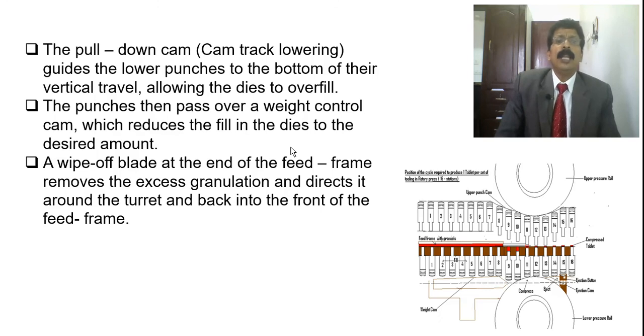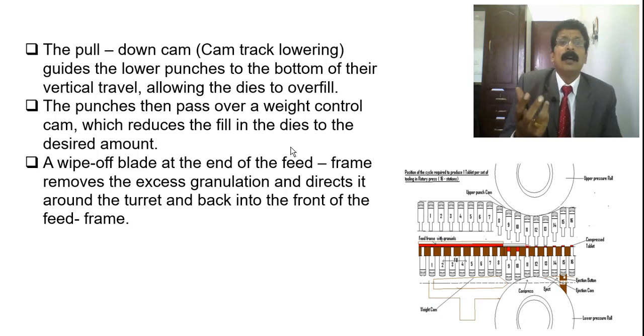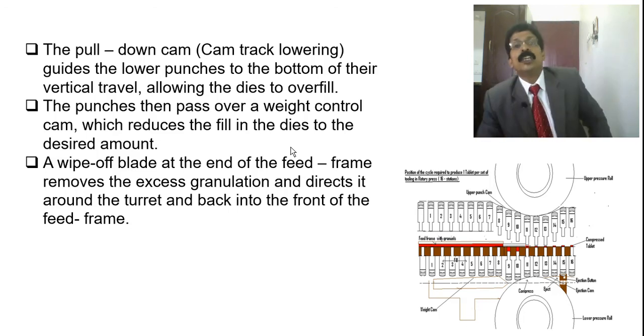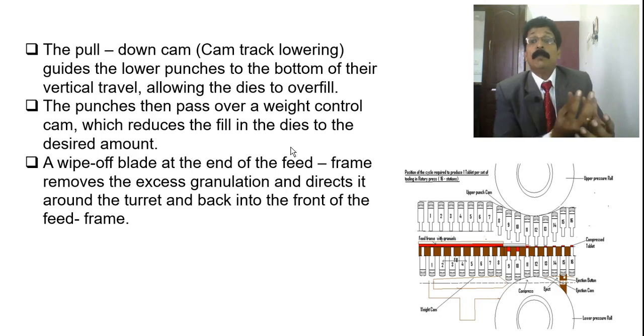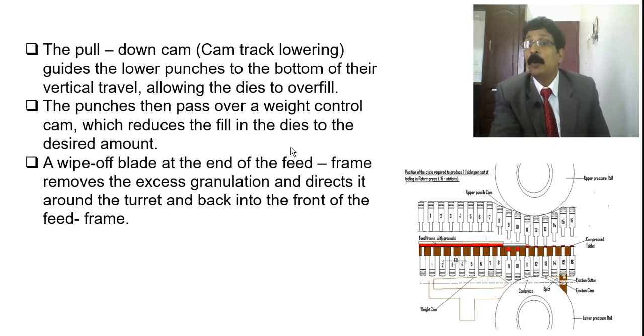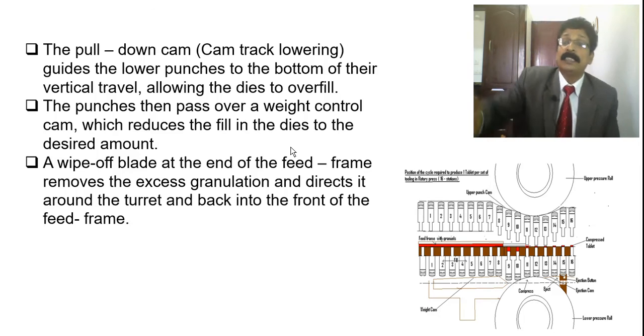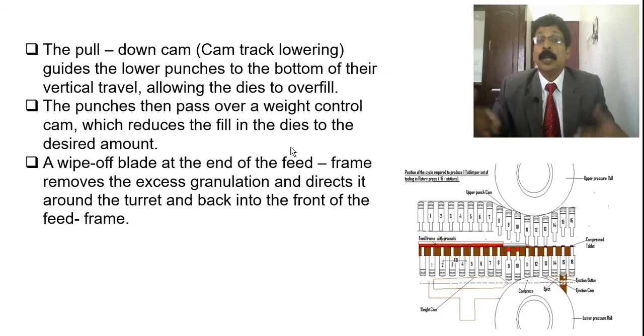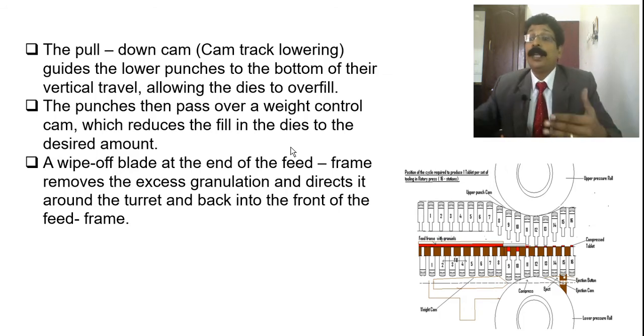Now the pull down cam, that is cam track lowering. The next step, pull down cam, guides the lower punch to the bottom of its vertical travel. You can see the picture below my screen, which shows the punches, and there is a pulley I have drawn, and down below also a pulley is drawn. So a series of punches will be moving in a rotary punch area.